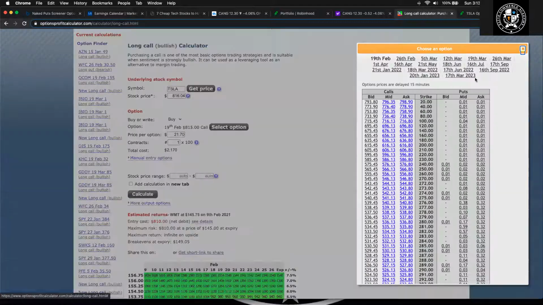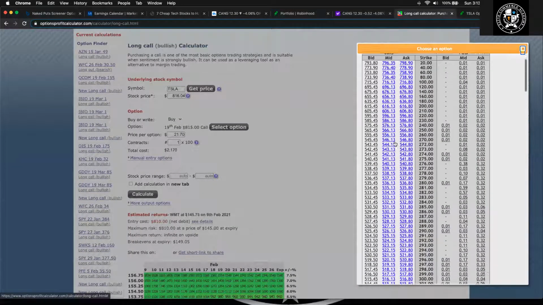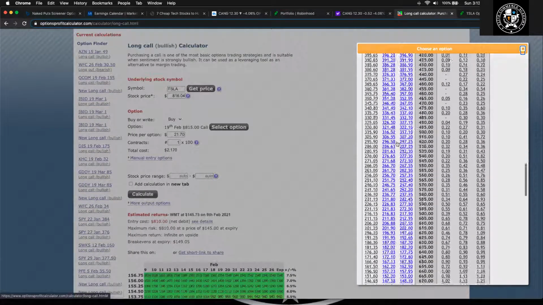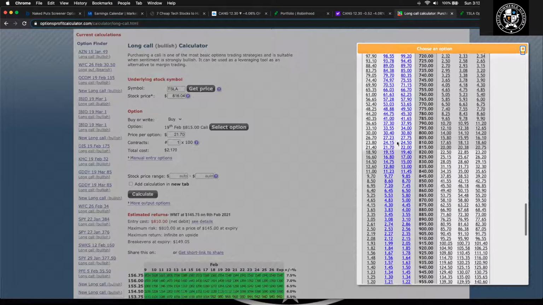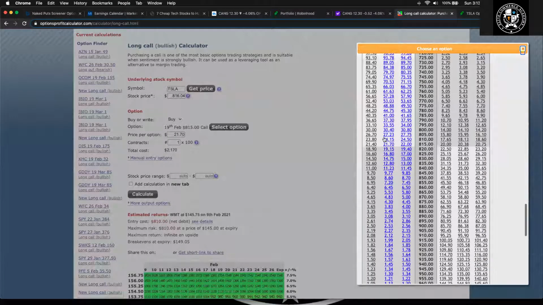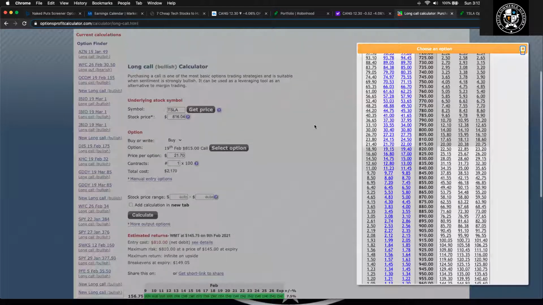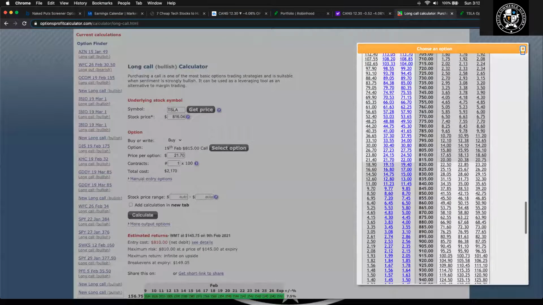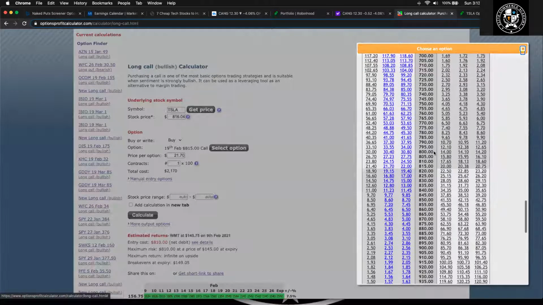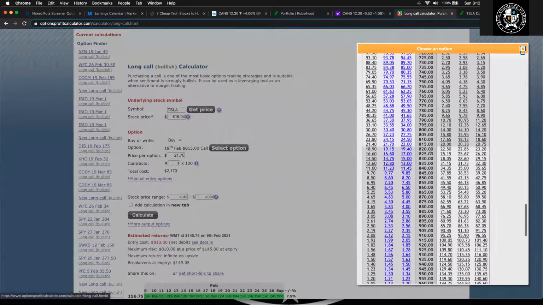So as far as figuring out if you're in the money or out of the money, everything that's below the current share price is in the money. Everything that is above the current share price is out of the money when you're looking at calls, all right? When you're looking at puts, it's the exact opposite. So if we were looking at puts, everything that is above the current share price is in the money, and everything that is below the current share price is out of the money for puts, all right?